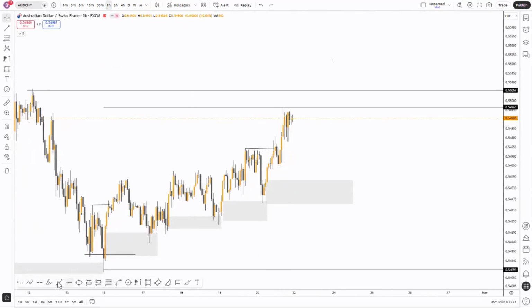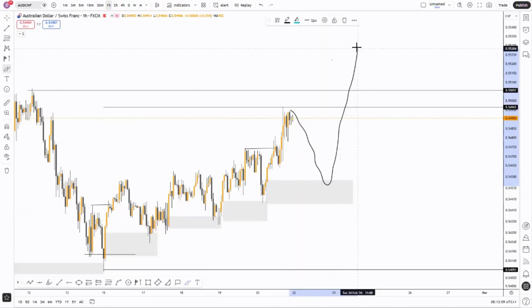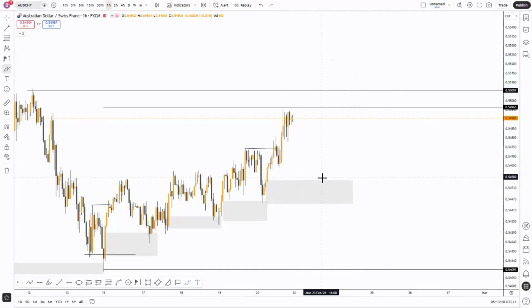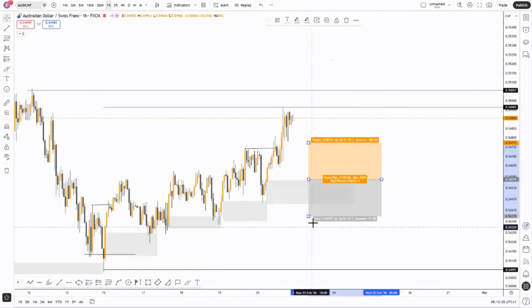If price wants to sell, I'm expecting price to sell into the zone to buy, given that we have a point of interest, or a substructure point of interest, that price will actually buy from. Now, if price sells into this zone, I'll be very, very comfortable to join this move to the upside.